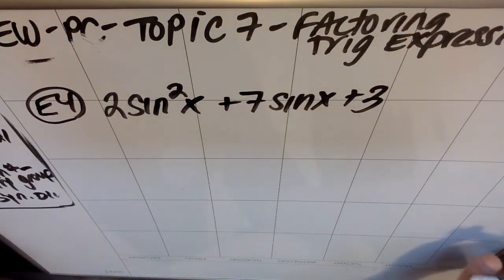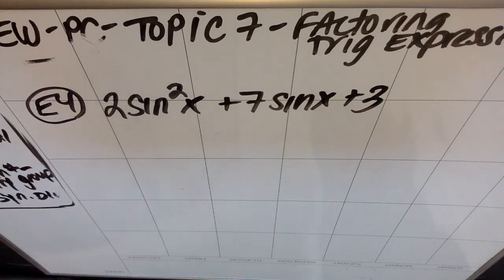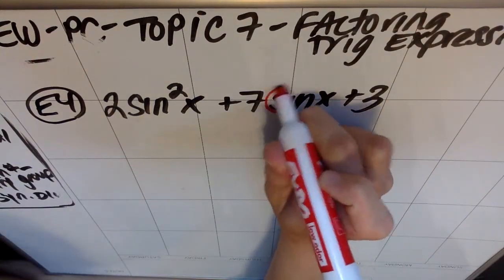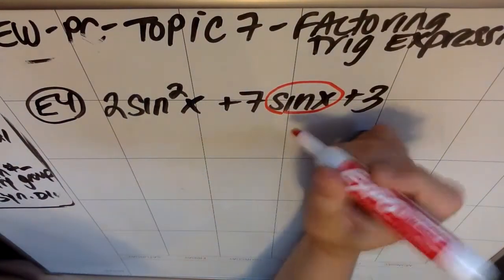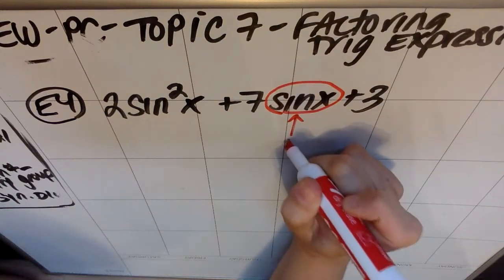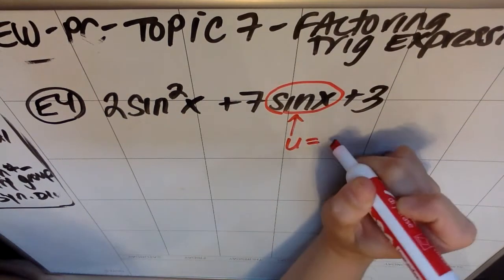The thing is that this can't actually be a quadratic trinomial, because polynomials don't have trig functions. Polynomials have powers of x's, and these aren't powers of x's, these are powers of trig functions. But if we look at the term that is not squared, the linear term, let's call that u, just as a letter to pick.